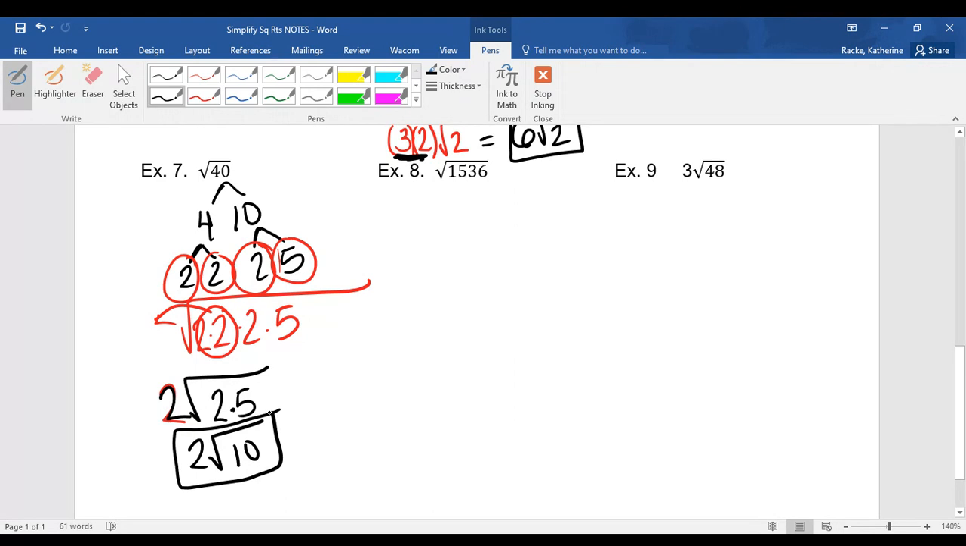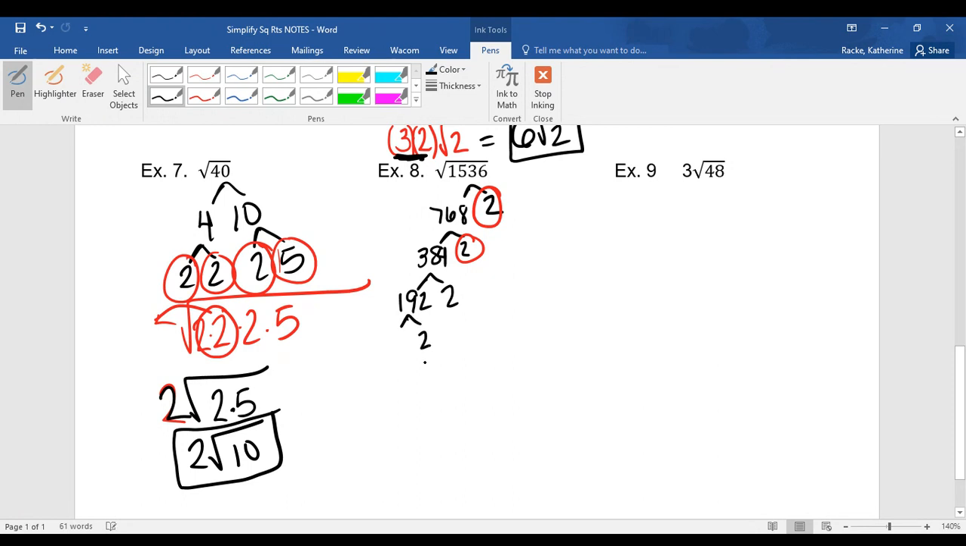All right, example 8 here. I have a really big number, 1536. It is an even number, so you can make it simple and just divide by 2 and see what it gives you. And I'm just going to go ahead and do that. So 1536 divided by 2 gives me 768. 768 is also an even number, so I'm going to divide that by 2 to give me 384. 384 is also an even number, so divide that by 2, and I'm going to get 192.